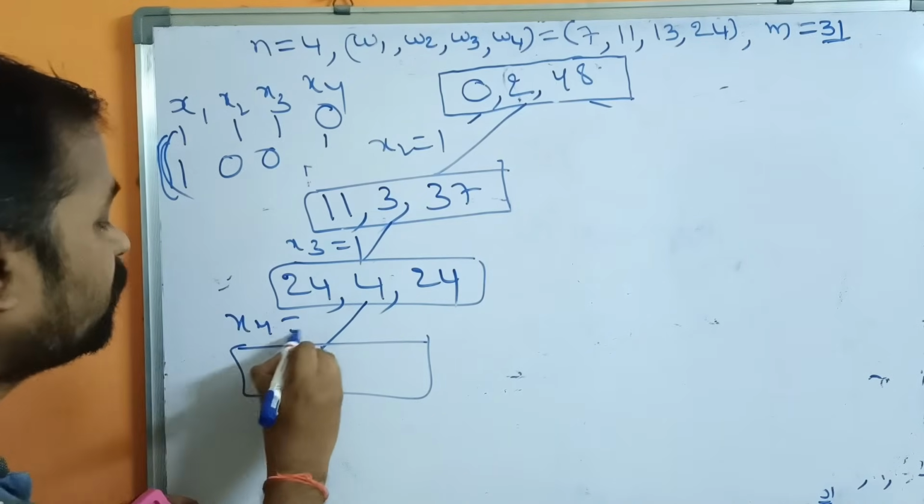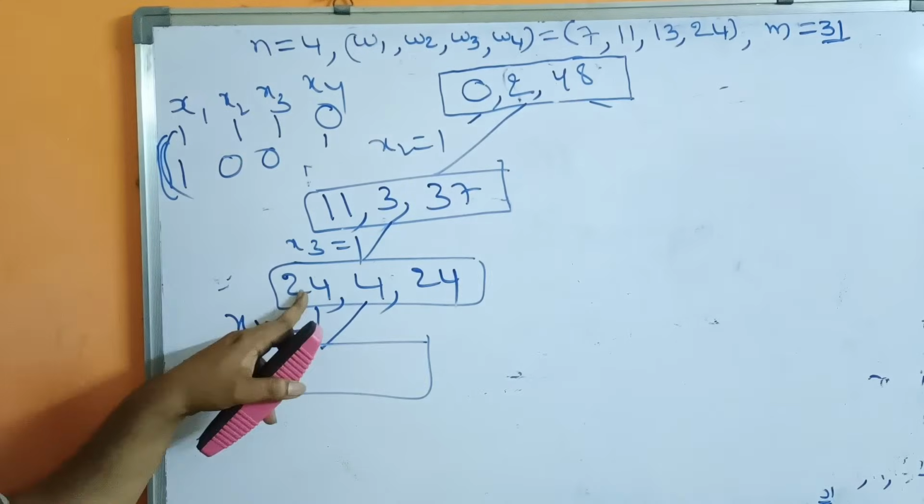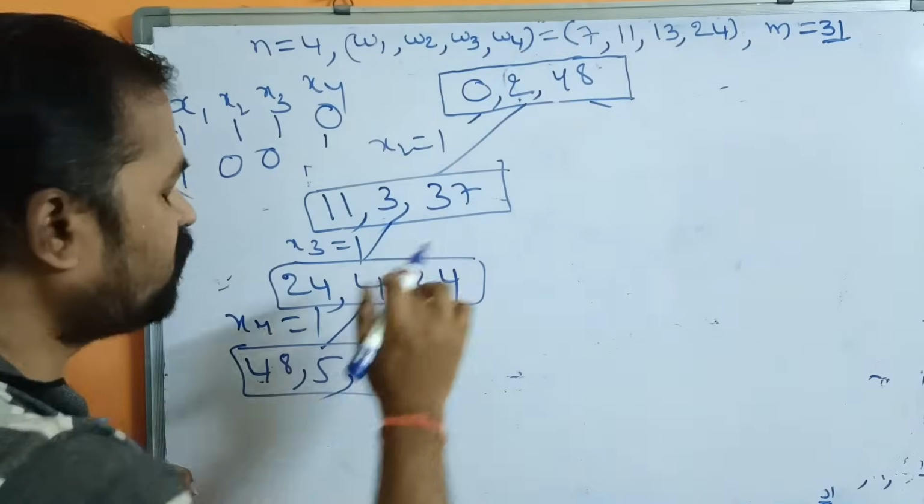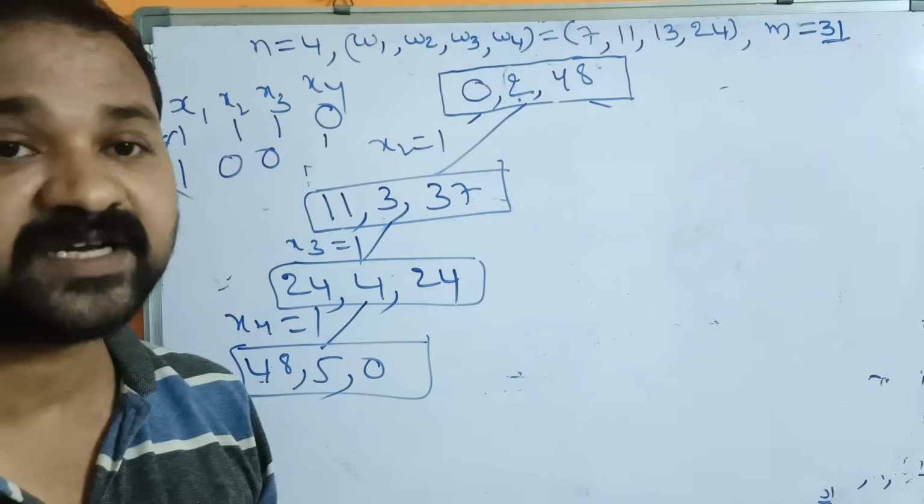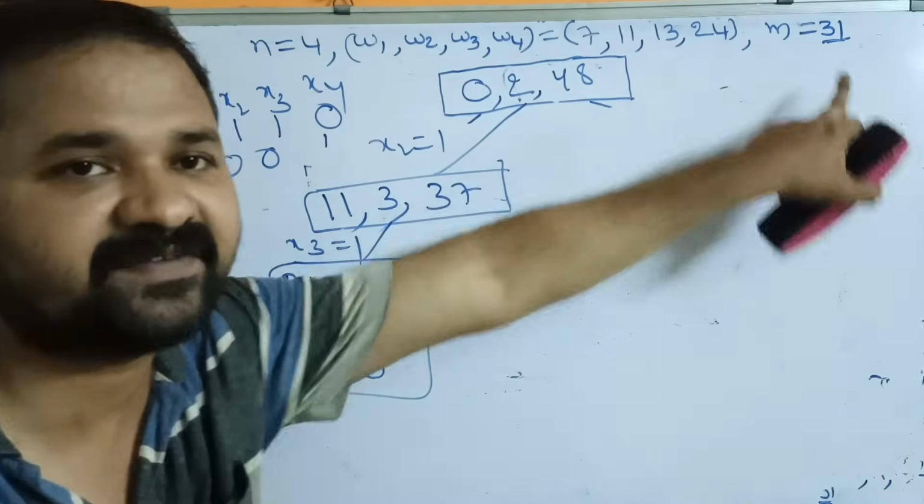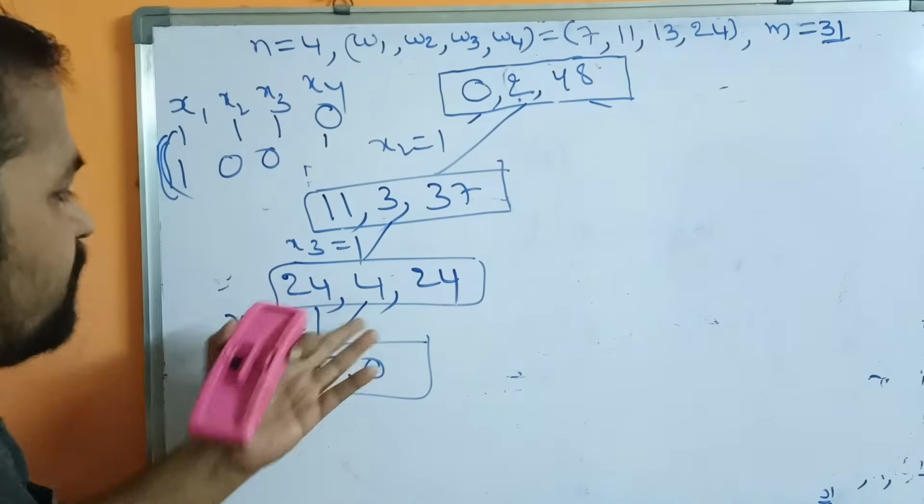Next let us consider x4. x4 is 1. What is the x4 weight? 24. So this 24 should be added to 24, so 48 comma. Then 5 comma, and 24 minus 24 means 0. Here all the operations on the four objects are over, and here we are not getting any solution. 48 is greater than 31, so this is not the correct solution. So we have to kill this node and perform the backtracking.